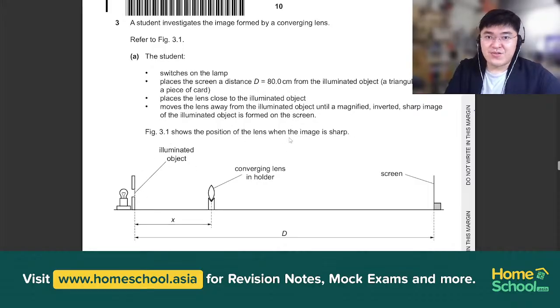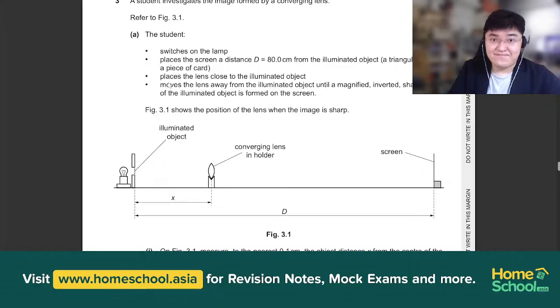Figure 3.1 shows the lamp. The student turns on the lamp and places a screen over here. This is a screen, at a distance D equals 80 centimeters from the illuminated object, which is here, a triangle hole in a piece of card. He places this lens close to the illuminated object, and then the student moves the lens away from the illuminated object until a magnified, inverted, and sharp image of the illuminated object is formed on the screen.